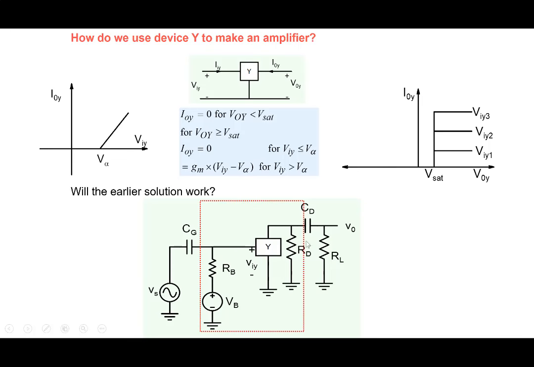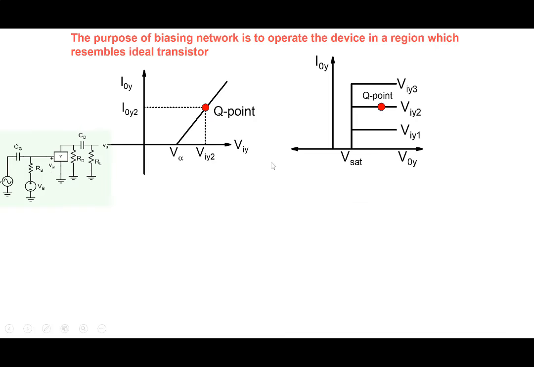Well, let's evaluate. This is the biasing arrangement that we have here. So let's look at whether this particular arrangement will work. Now note, as we just discussed, in order for our device Y to amplify, we'll have to operate somewhere here above threshold voltage, and we had seen issues related to what is an appropriate biasing voltage. And similarly, on this characteristic I0Y versus V0Y, we'll have to operate somewhere over here. So what we are saying is that this is the bias point for our device, also called the quiescent point or Q point, as we discussed earlier.